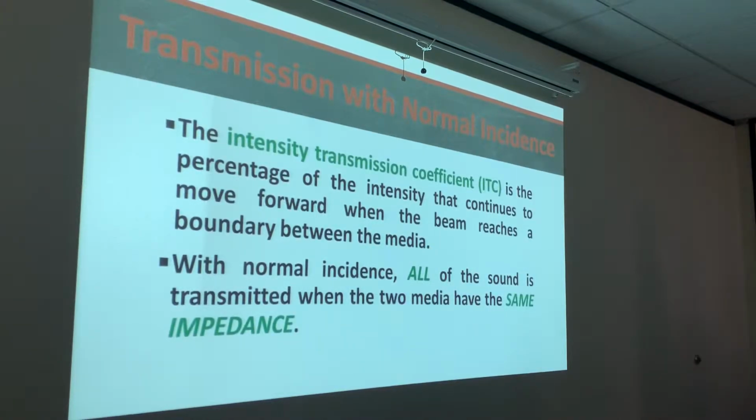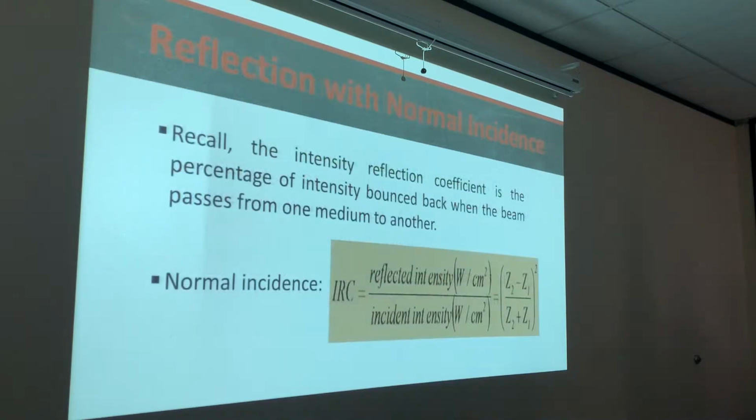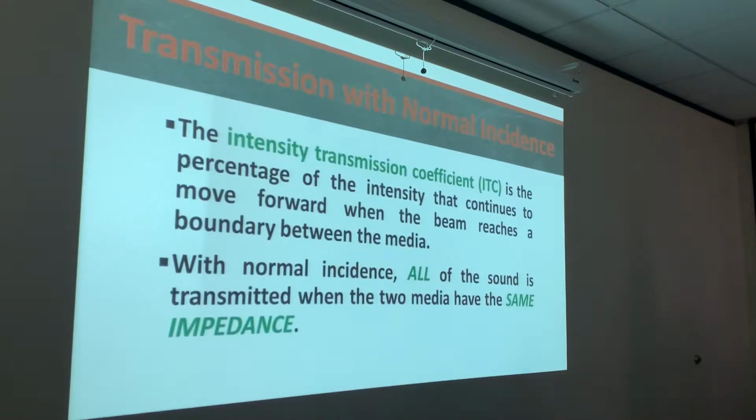So, again, guys, just recognize this formula when you see it. You're not going to have any math on this. So just recognize this part right here. When you see that, just be able to recognize that that is the intensity reflection coefficient formula. All right? So, the intensity transmission coefficient is the percentage of the intensity that continues to move forward when the beam reaches a boundary between two media.